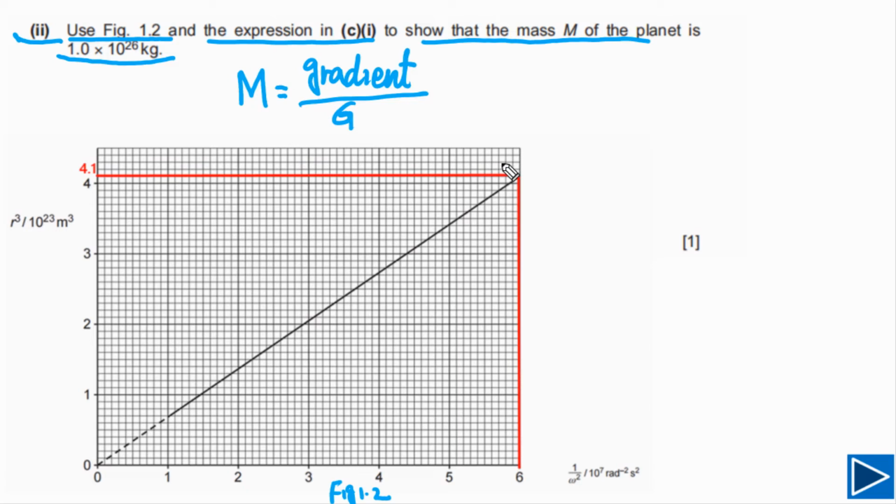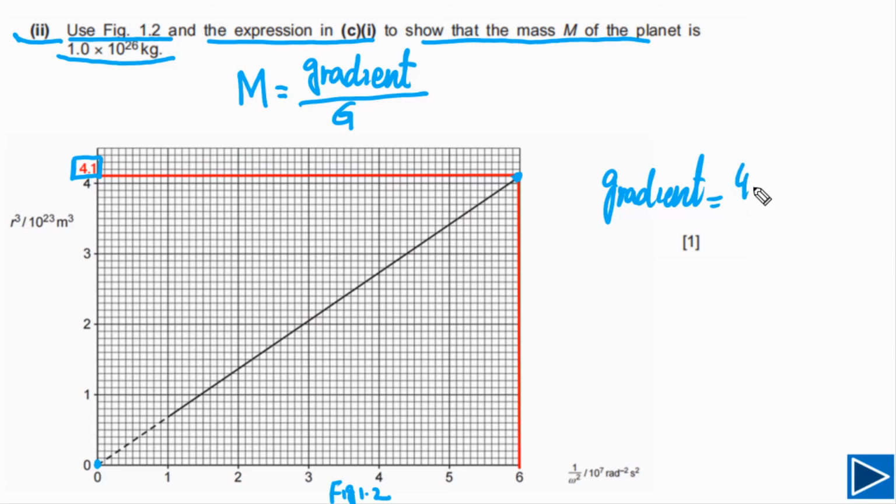What we need to find out is we need to figure out the gradient. So first of all, let's try to find out gradient. In order to find gradient of this line, we will take 2 points. So we will take 1 point here and we will take another point here. So this point is at origin. So in this case, simply we have value of r cube, that is 4.1.